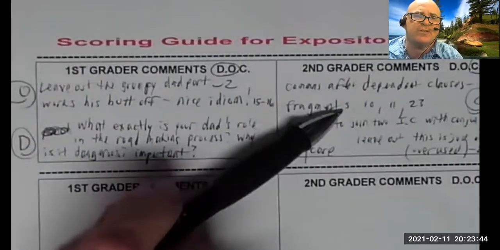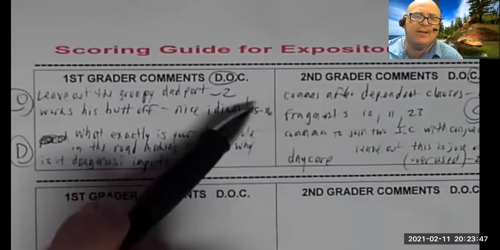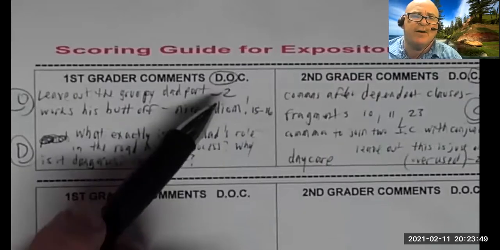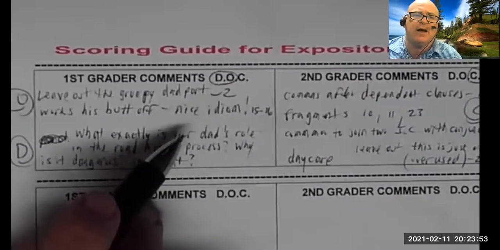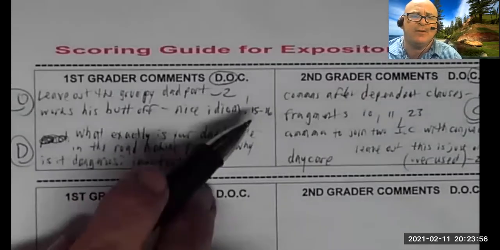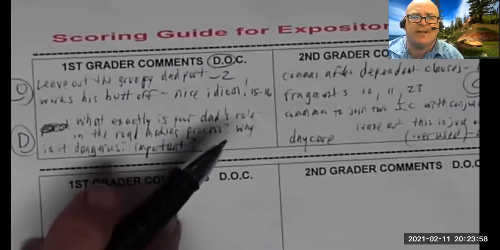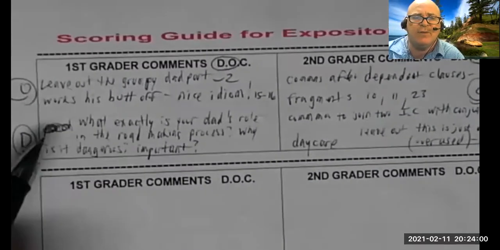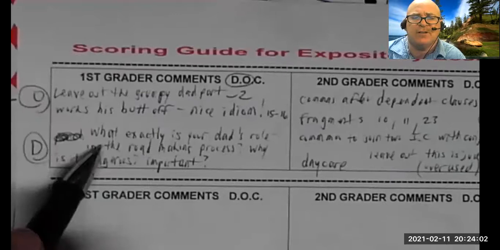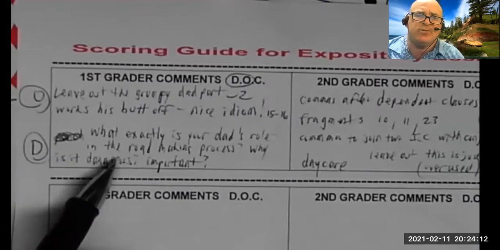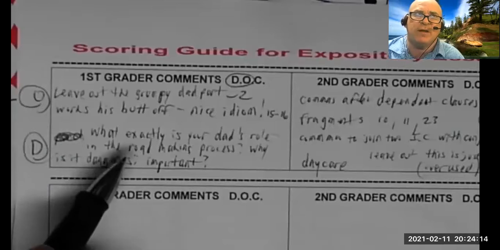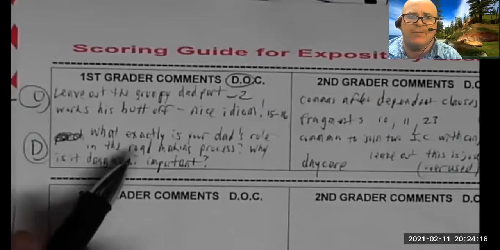And so here are a few suggestions. Leave out the grumpy dad part on line 2. He works his butt off. Nice idiom on line 15 and 16. On the development part that I think could help, what exactly is your dad's role in the road making process? She didn't really explain exactly what he does. He just makes the roads. If she goes into more detail about that part and then talks about how dangerous it is, I thought that could make him sound like a hero.